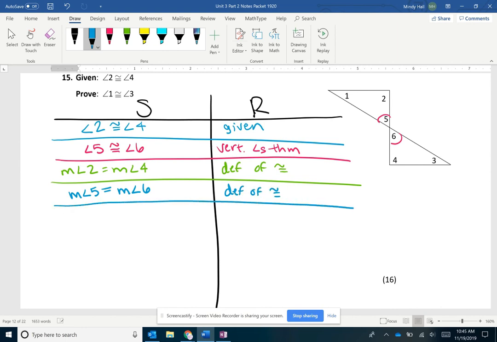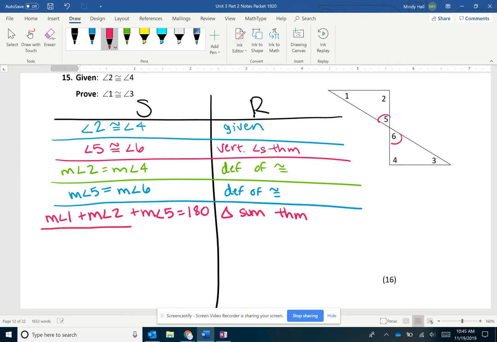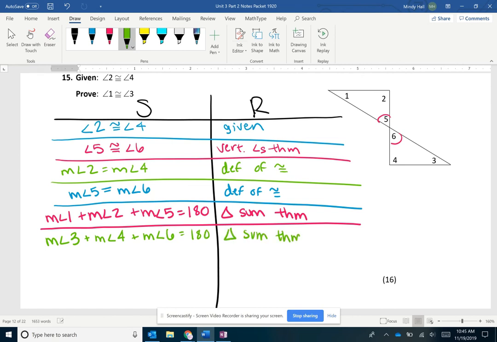Yay! And the reason why this is helpful is because I can say the measure of angle 1 plus the measure of angle 2 plus the measure of angle 5 is 180. Why? Because of the triangle sum theorem, of course. Triangles add up to 180. All of the angles add up to 180. And so we can make the same statement, just different numbers, with the other one. Measure of angle 3 plus measure of angle 4 plus measure of angle 6 equals 180 because of the triangle sum theorem.